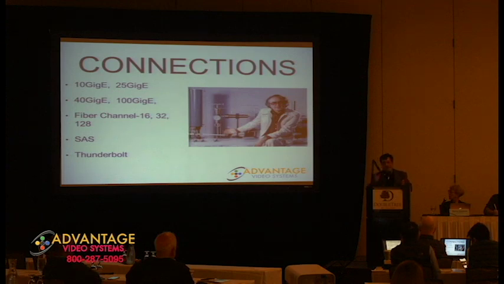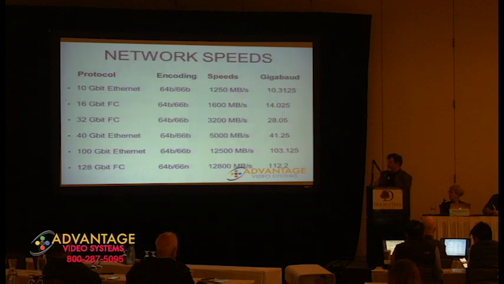Thunderbolt is really good for smaller networks. If you're a small post-production company or on-set system and you need very few editors, that's perfect because it's low cost and very easy to plug in. You just plug in the Thunderbolt computers and you can rock and roll. For 10 gig, the encoding is 64/66. You get about 1,250 megabytes access time, and your bandwidth is about 10.31125.